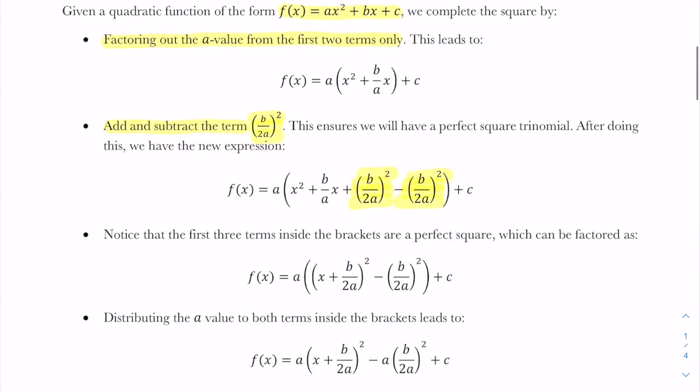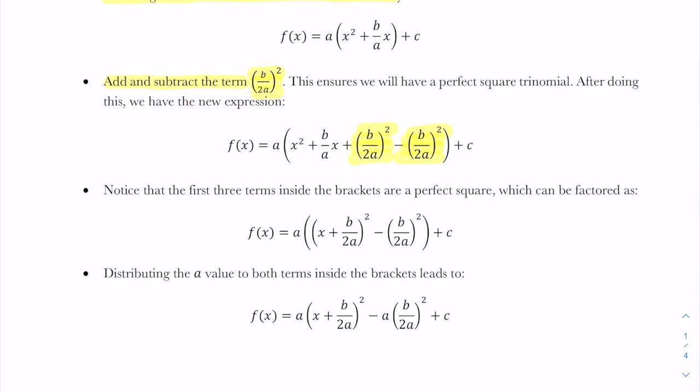After doing that, you've set up the conditions for a perfect square trinomial. The first 3 terms in the brackets of the second step will always be able to factor as a perfect square. I'm just going to circle here what the perfect square is. And those 3 terms are the conditions of a perfect square. So we factor it in the next line, which I'll highlight below.